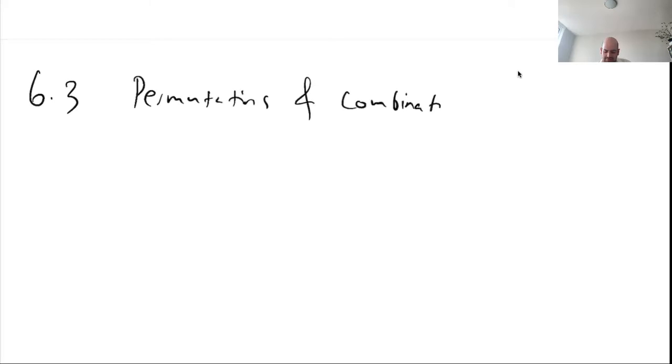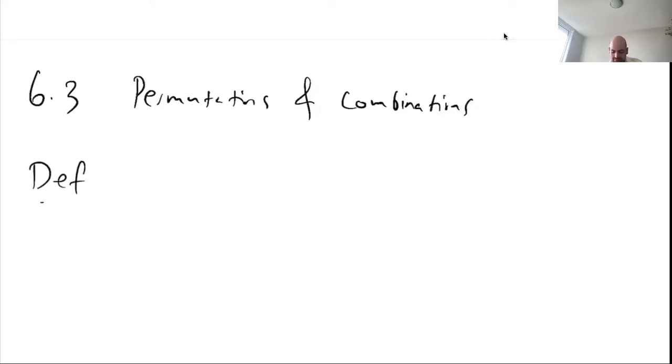Hello, everyone. So last time we were still doing counting problems and we did pigeonhole principle. Now today we want to start permutations and combinations. Permutations and combinations. Let's look at the definition of a permutation first.